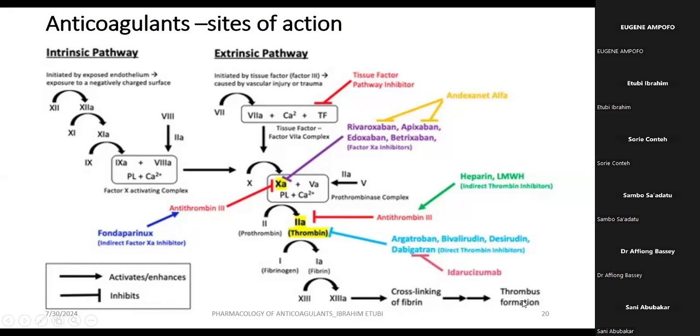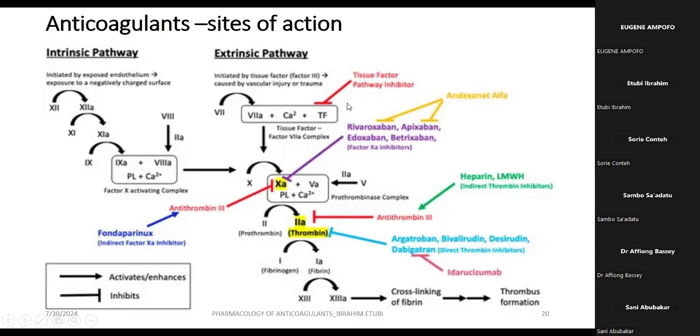Likewise, if you go through the extrinsic pathway, remember the presence of tissue factor. So if you have a tissue factor pathway inhibitor, like with unfractionated heparin, it helps to release tissue factor pathway inhibitor from the endothelium.